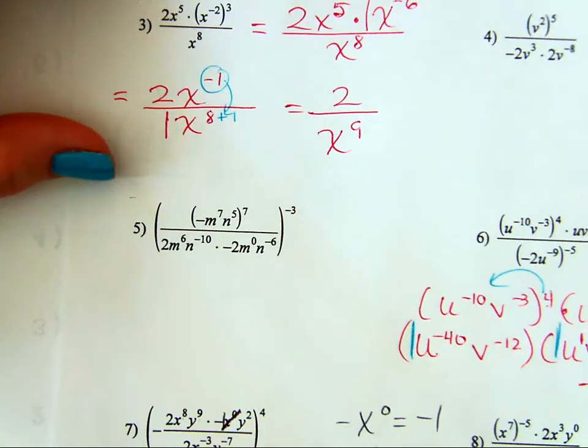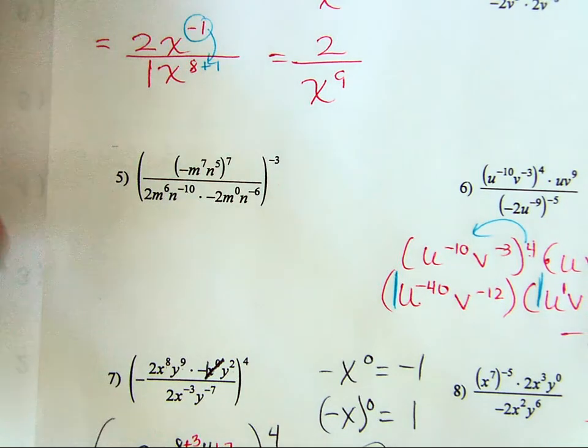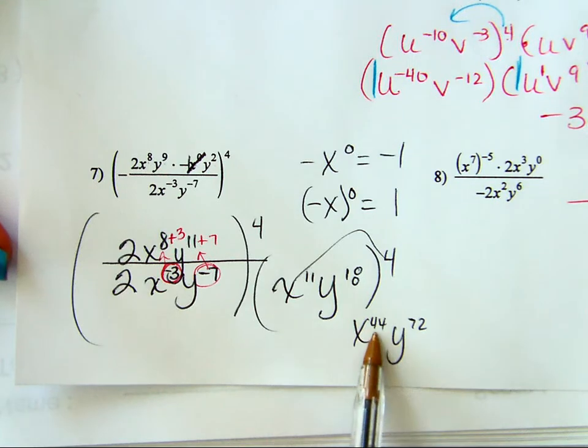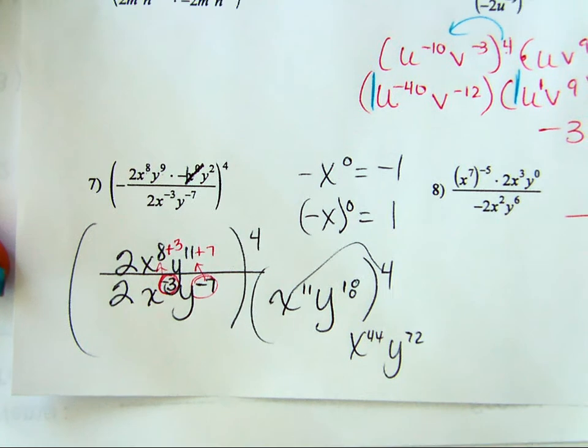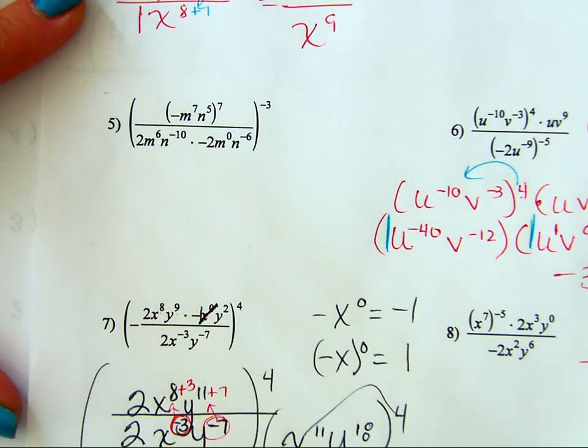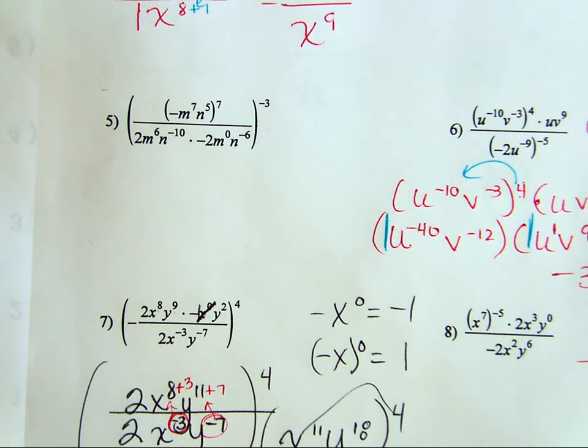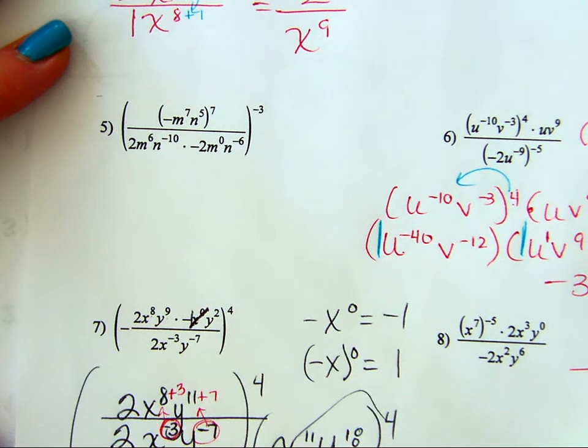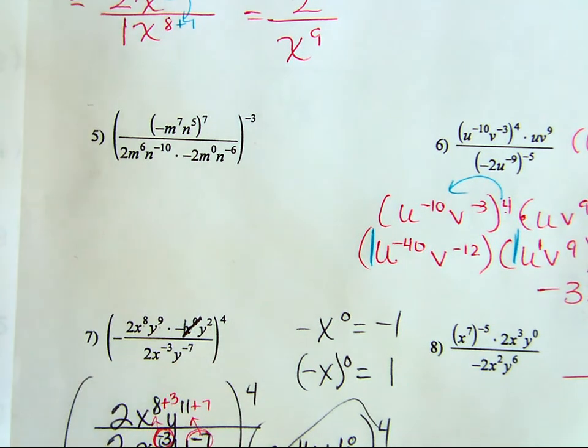Try number 5. Esteban, go ahead. What's the answer for number 7? Number 7's answer was x to the 44th, y to the 72nd. Okay. Woo! This one's a doozy. You might need a calculator for this one. You're going to have some pretty big exponents. I mean, not huge, but in the hundreds. So go ahead and give that one a shot. And if you can get it, I'm sure you'll be great.